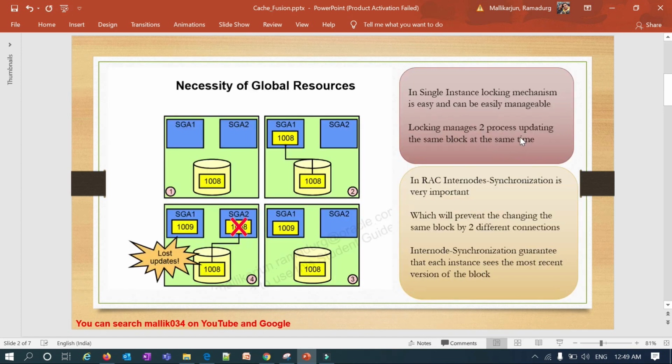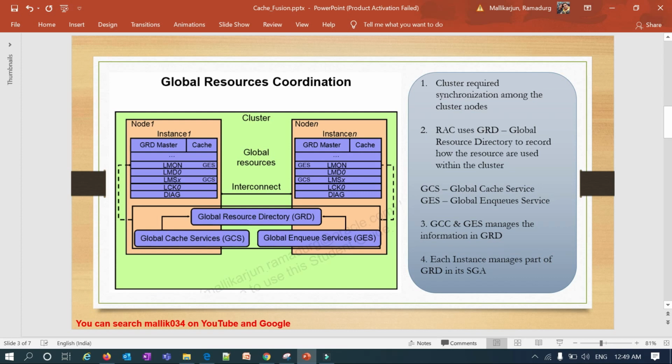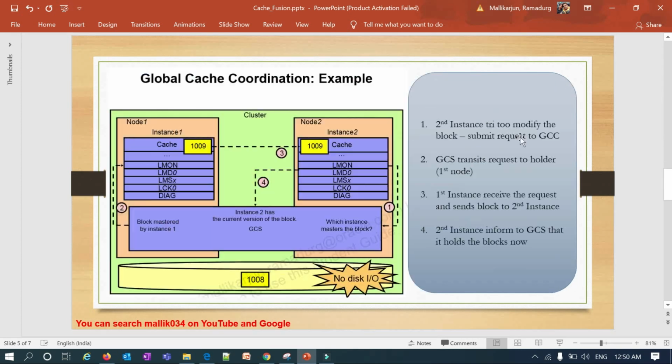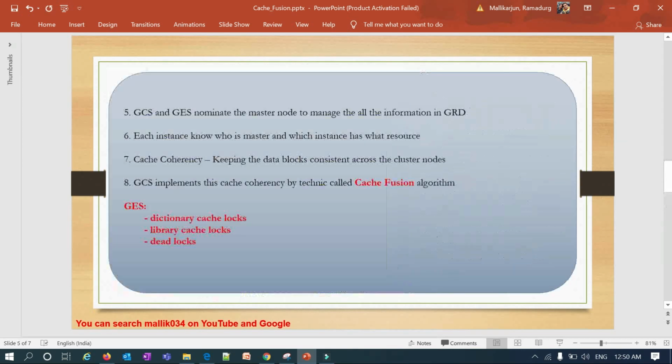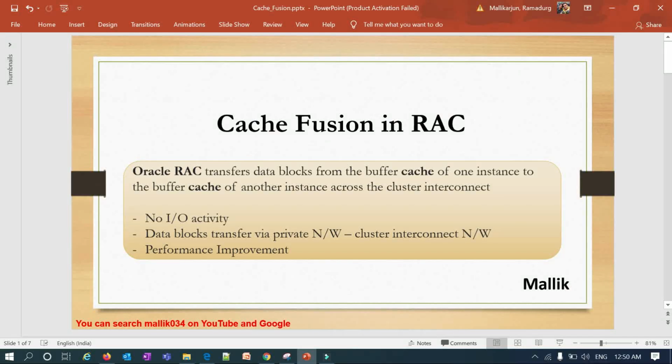We are going to understand all of this in deep detail, including how the instance cache and the global resource directory are interlinked, and which background processes are responsible for managing cache fusion. We will see everything in detail about complete cache fusion.